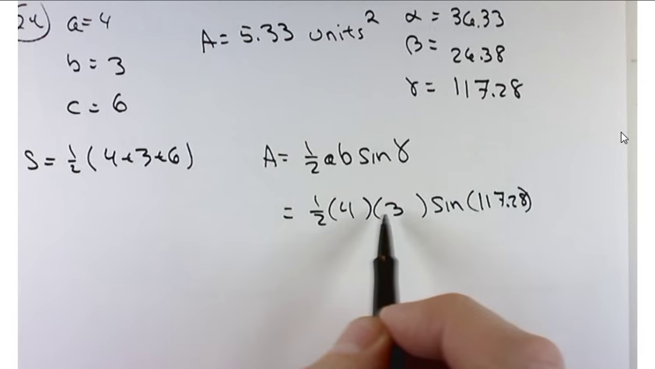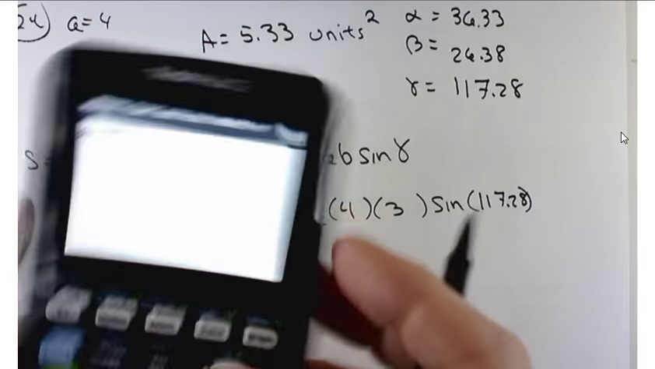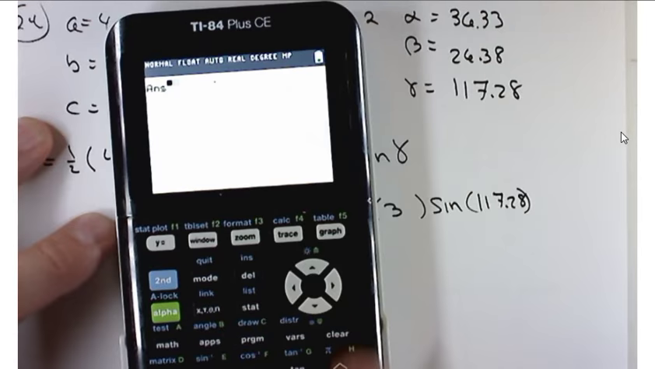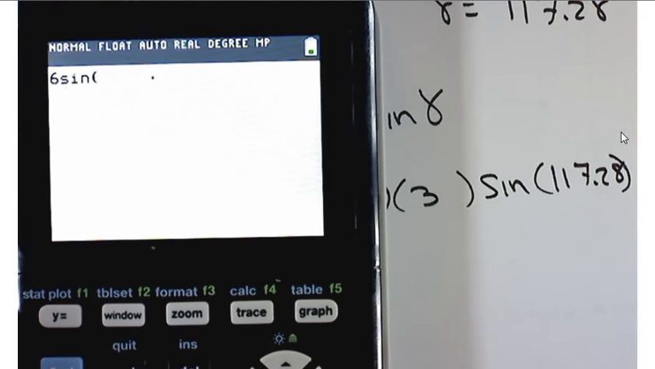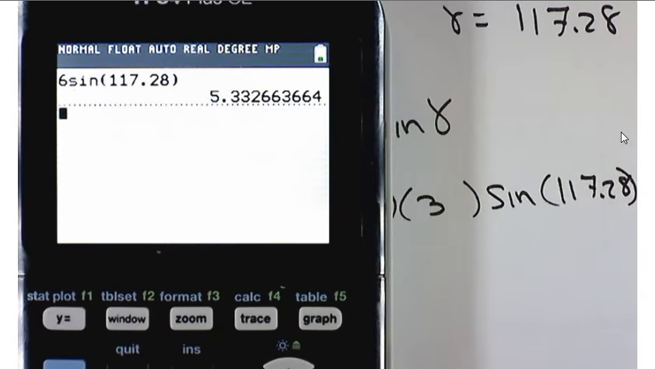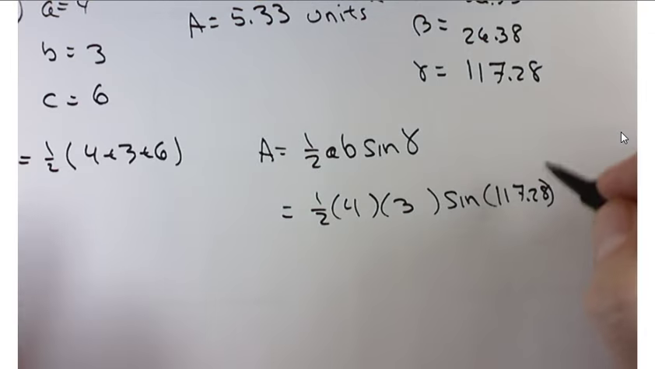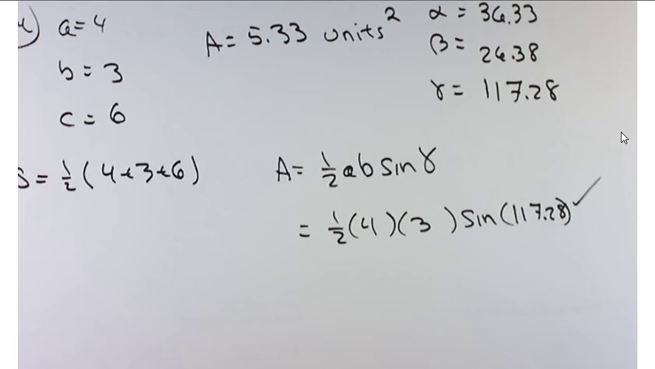So that's 12 divided by 2 is 6. So I'm just going to type in 6 sine of 117.28. And looking pretty close. 5.33 again. So a couple different ways to get those areas.